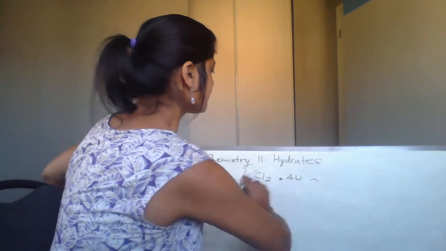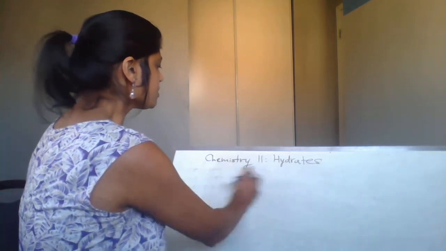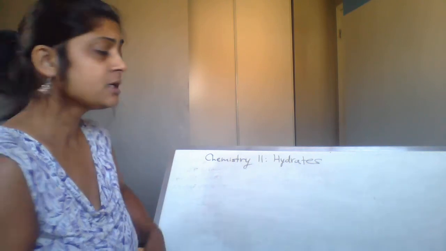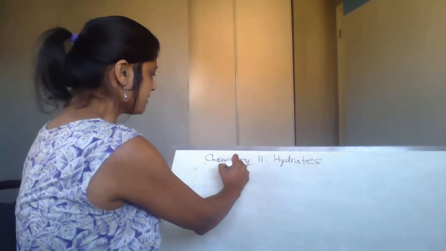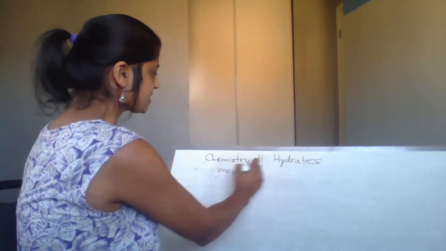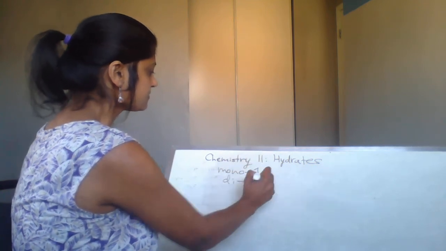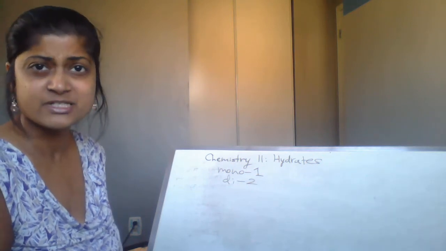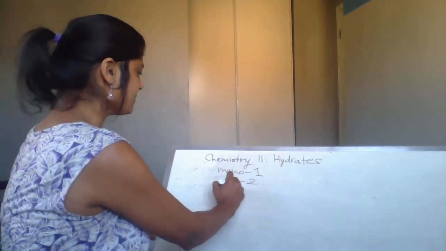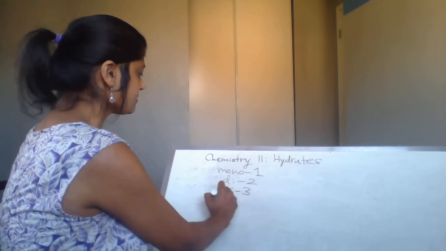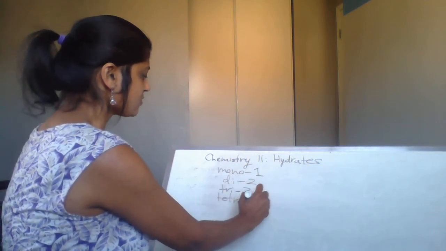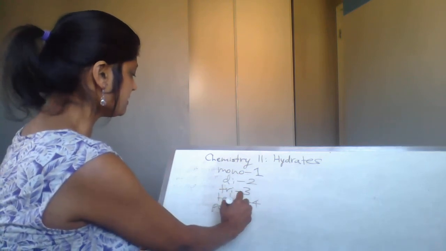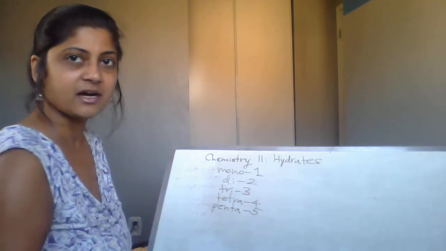I'm going to take this off for just a second, and we're going to write out the prefixes. The prefixes you should know are up to 10. Mono is 1, and di is 2. You notice that they are very similar to what you see in math. Tri is 3, tetra is 4, and we have some room, so I'll put penta is 5.